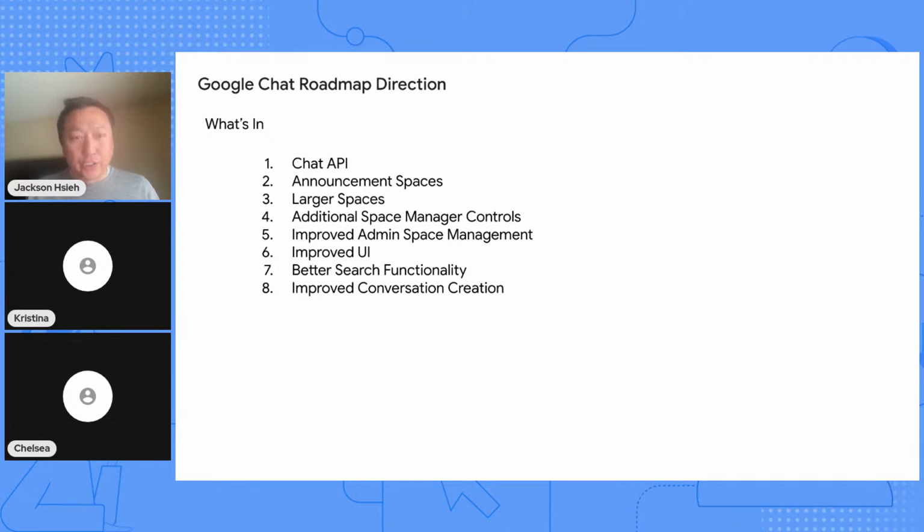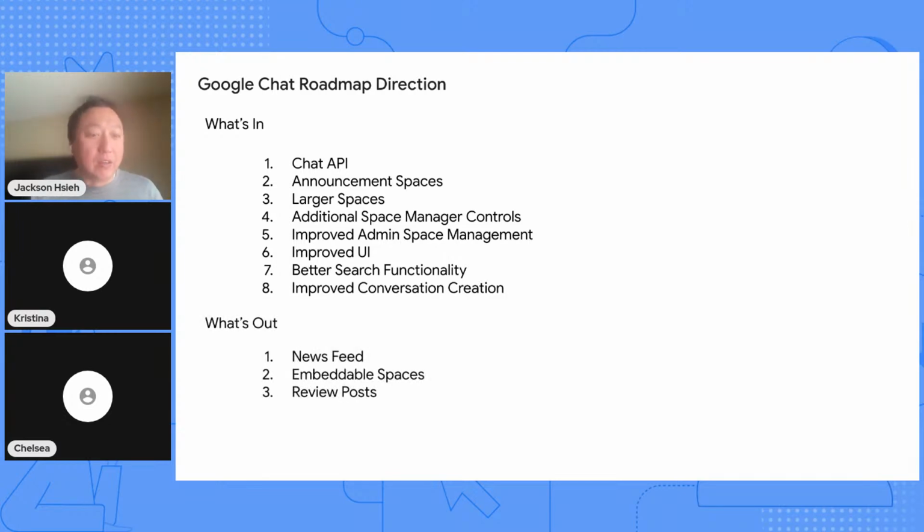Additional space management controls, improvement to admin space management, improved UI, better search functionality, so trying to find and browse other spaces. These are all things that we are working on. Improving the conversational creation. So what this means is we launched things like emojis, and there are other things that many of you have mentioned in the questions you sent in, that I can only say we are working on them. I cannot go any more specific than that, unfortunately.